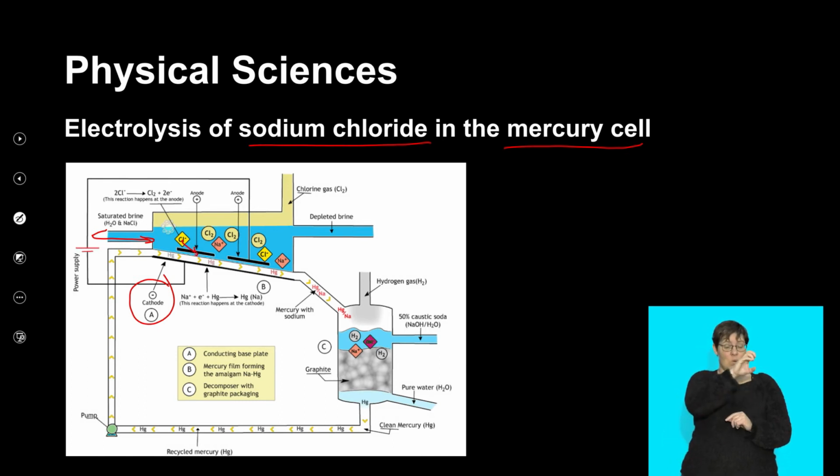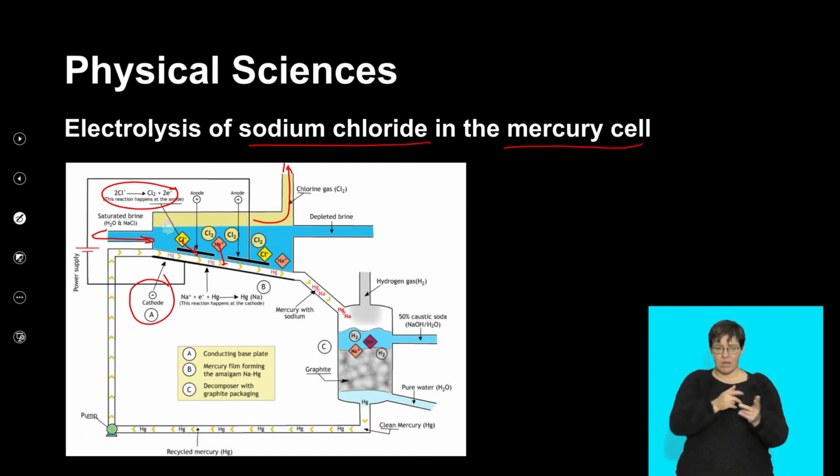What happens? Oxidation. So we've noted that. We're not going to write the equation down, but there it is. At the anode, we're getting chlorine gas. The chlorine gas is escaping. Now, the sodium ions are swimming around. They are going to be attracted to the mercury.